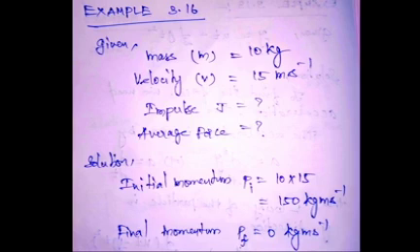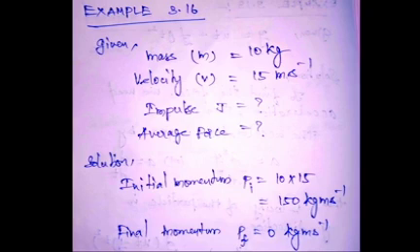Solution: for calculating the initial momentum, we know mass into velocity is the initial momentum, therefore p_i equal to 10 into 15, we get 150 kilogram meter per second. Then we are going to calculate the final momentum. Final momentum p_f equal to 0 kilogram meter per second, because now the object is at rest, so the velocity is equal to 0, and the momentum is also 0.